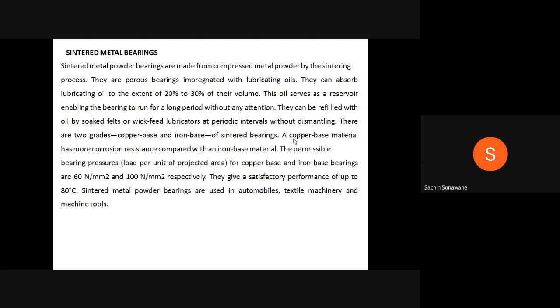There are two grades, copper base and iron base of sintered bearings. A copper based material has more corrosion resistance compared with iron based material. The permissible bearing pressures, load per unit of projected area, of copper base and iron based bearings are 60 Newton per m square and 100 Newton per m square respectively. They give a satisfactory performance of up to 80 degrees Celsius. Sintered metal powder bearings are used in automobiles, textile machinery, and machine tools.